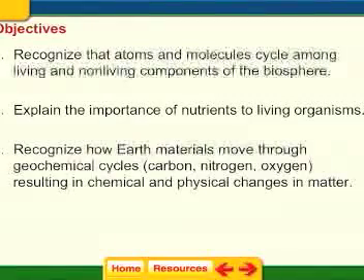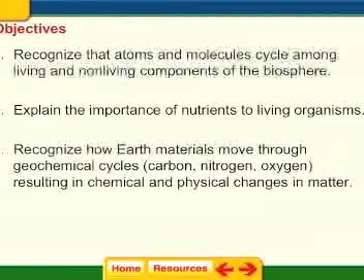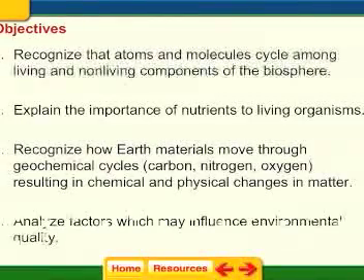Third, recognize how earth materials move through geochemical cycles, also called biogeochemical cycles, really the same thing. The carbon cycle, the nitrogen cycle, the oxygen cycle, and there's also a phosphorus cycle in there that we'll talk about, and the water cycle too. So all of those are part of this. And then it results in chemical and physical changes in matter that have impact on your ecosystems.